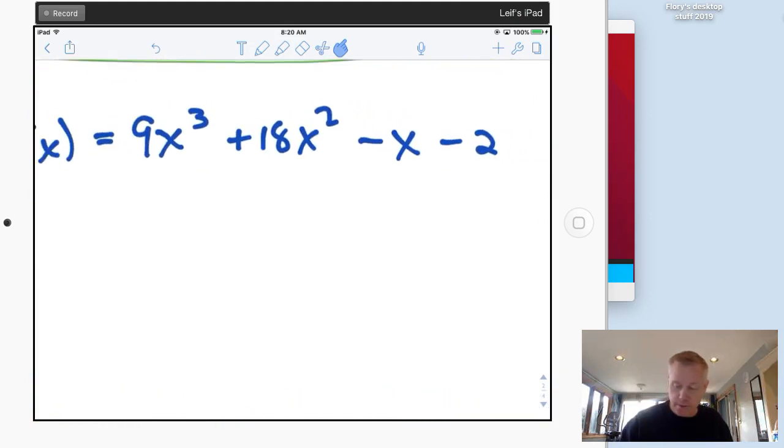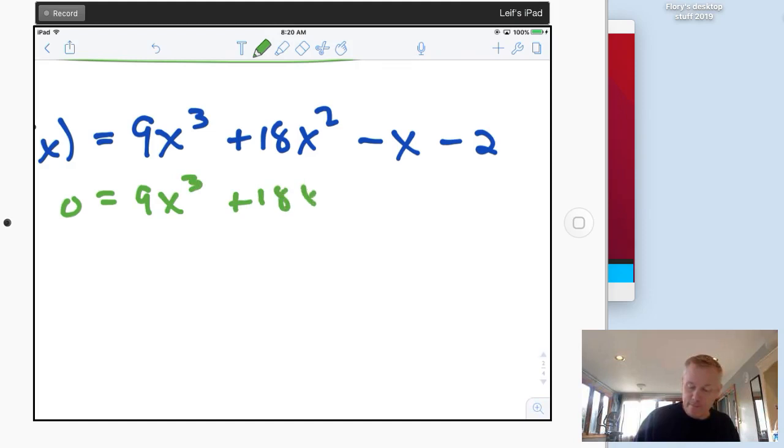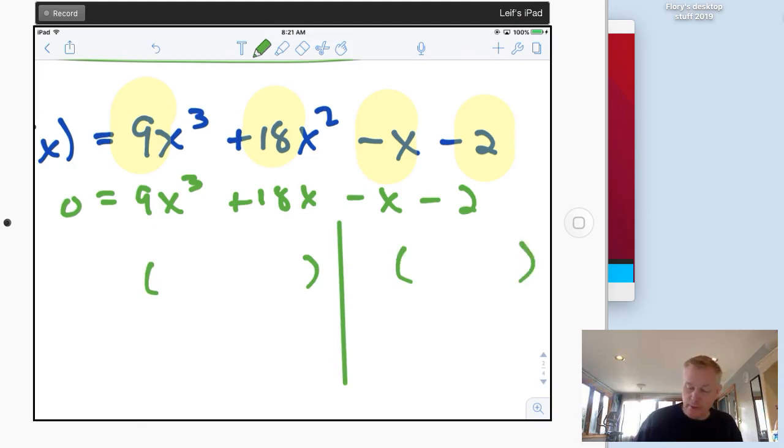Give myself a lot of space. All right, so I got 0 equals that whole thing. So I notice over here with the coefficients, 9 and 18, those are 2 times each other. And 1 and 2 are also 2 times each other. So if I draw a line down the middle and factor by grouping, this will probably work out.